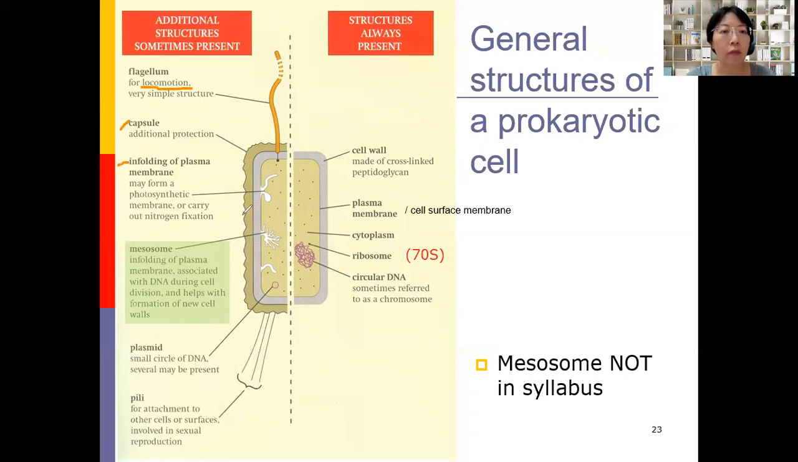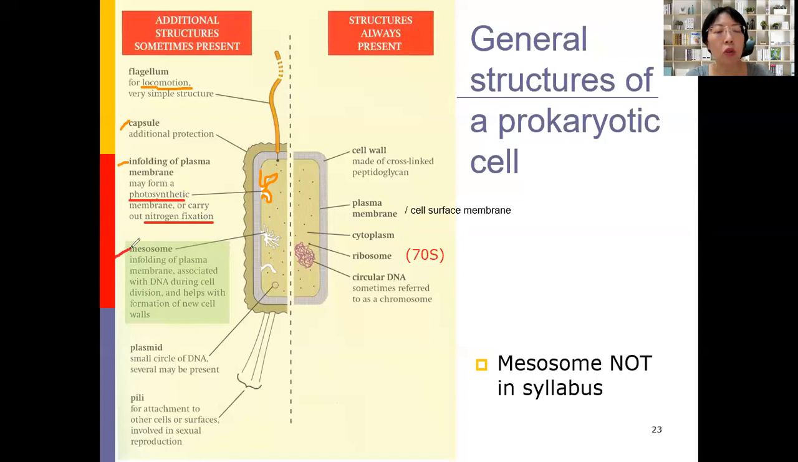Then we have got infolding of plasma membrane. So you can see this plasma membrane here folds inwards into the cytoplasm. So when it folds inwards, it will carry out specialized function here. Even though bacteria have no membrane-bound organelles inside the cytoplasm, the cell surface membrane can fold inwards to carry out specialized function. So the membrane here may contain special enzymes for it to carry out specialized function. So for example, to carry out photosynthesis, to carry out nitrogen fixation. So the membrane will contain enzymes for it to carry out these two processes.